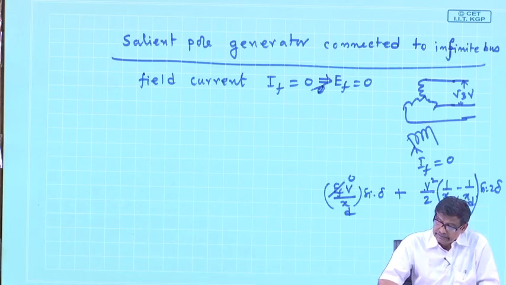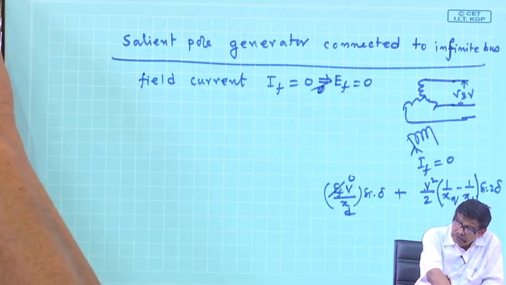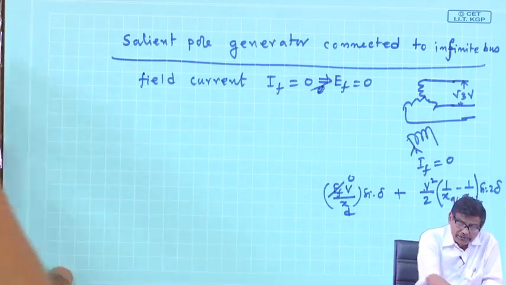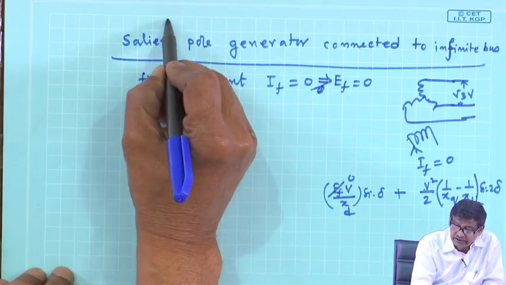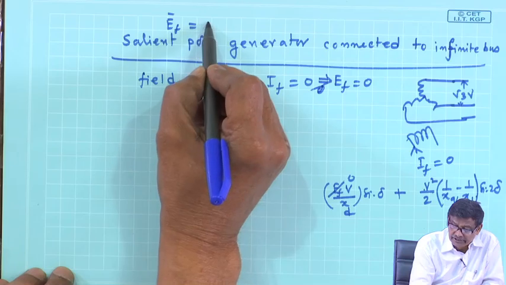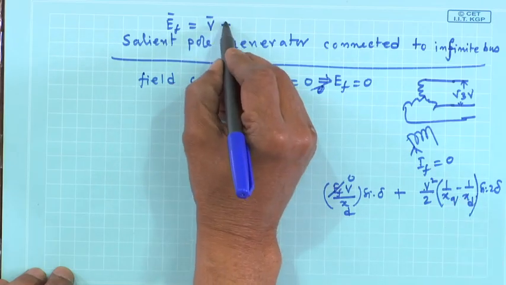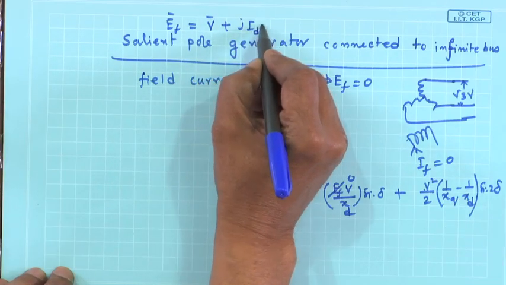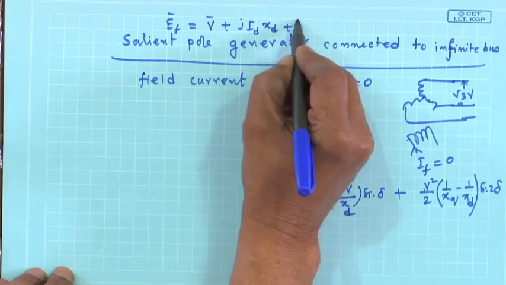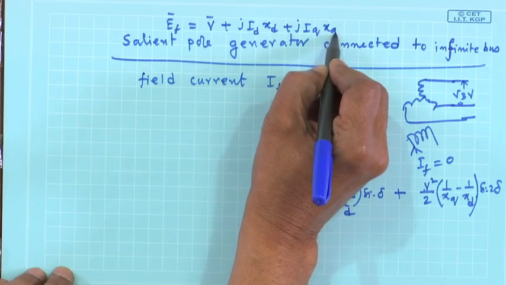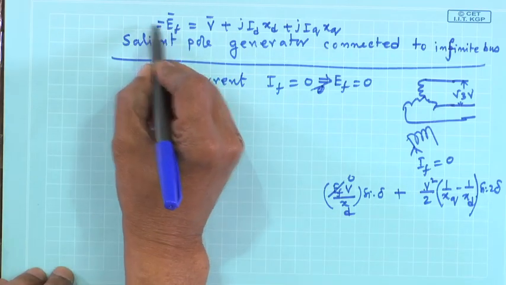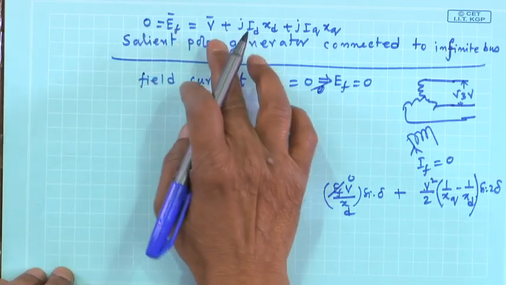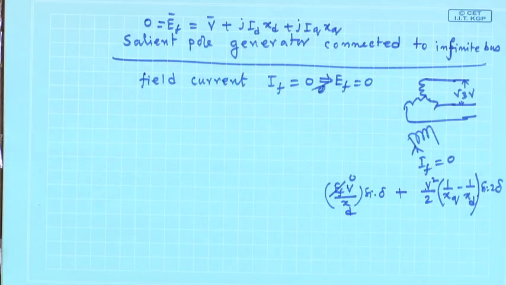Now, in this case, how to draw the phasor diagram? Listen carefully. It is generator mode, so the relation I will use is EF equals V plus j Id xd plus j Iq xq, and this EF is 0, so this must add up to 0.